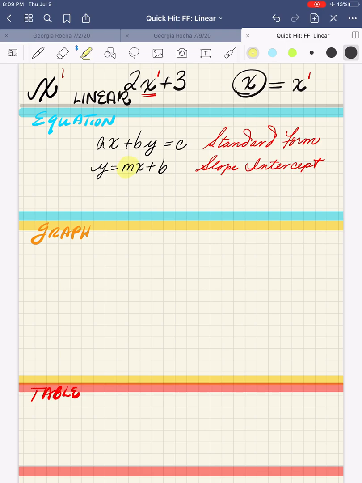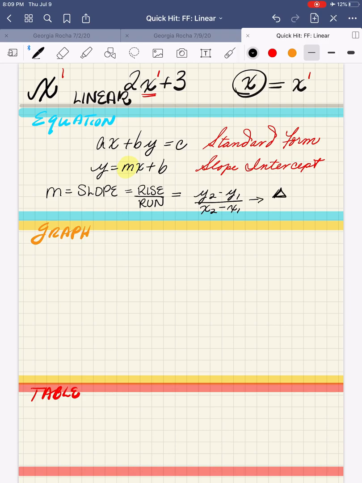Because in y equals mx plus b, m is the slope. What is slope? Well, slope is rise over run. It's the rate of change of the line. Its equation is y2 minus y1 over x2 minus x1, or the change delta y over the change delta x, the change in y over the change in x, the change in the vertical motion over the change in the horizontal motion.